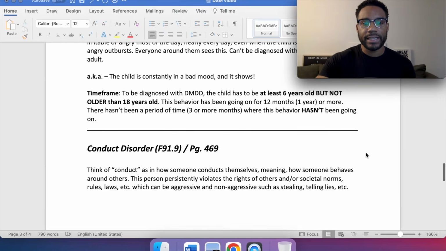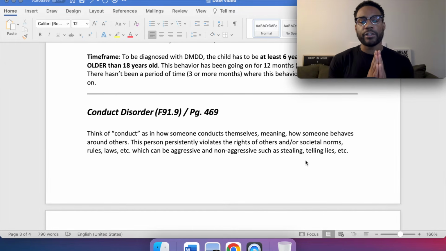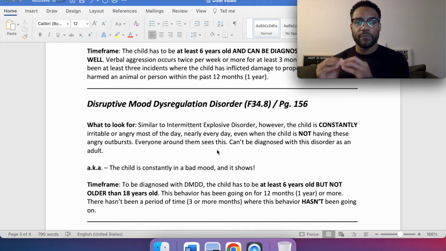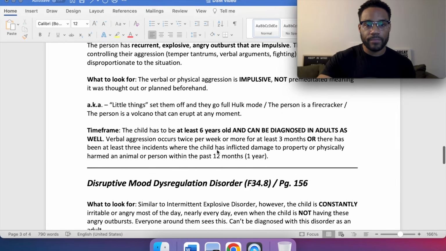So, just looking at this one for a second. When we talk about conduct disorder, there's an issue with the way a child conducts themselves. The person persistently violates the rights of others and/or societal norms, they're essentially a bully to society. Because again, scrolling back up, disruptive mood dysregulation disorder is more so an angry, irritable mood all throughout. Yeah, they're explosive, they can have that going on, but it's more so that ongoing negative mood that's going to differentiate it from the other disorders.